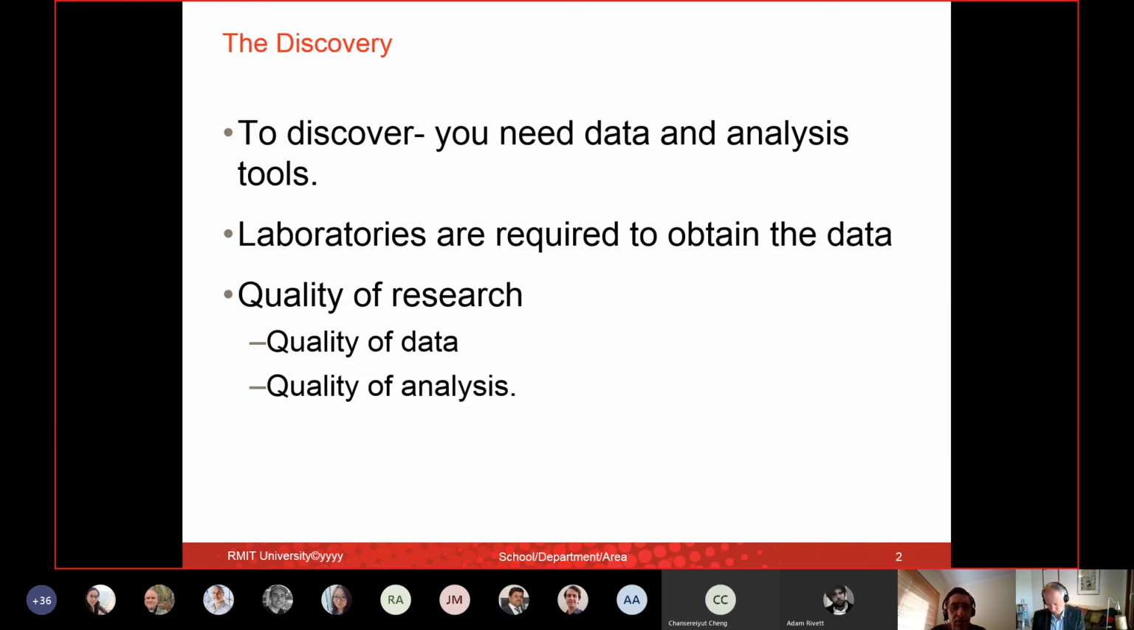Of course, different research will have a different balance between the effort required to collect the data and the effort required to do the analysis. But at the end of the day, the quality of research depends upon the combination of both quality of data and quality of analysis. And if we can get this picture right, then we know that our work is going to be impactful. Next slide, please.